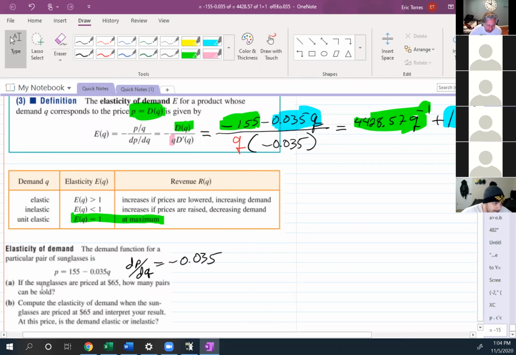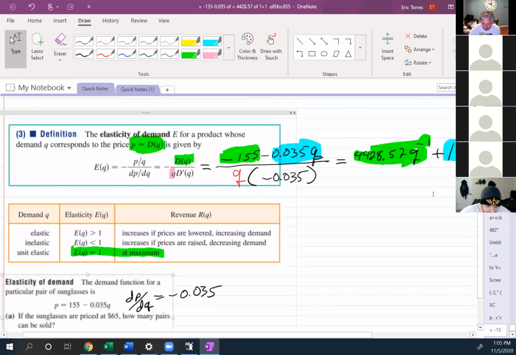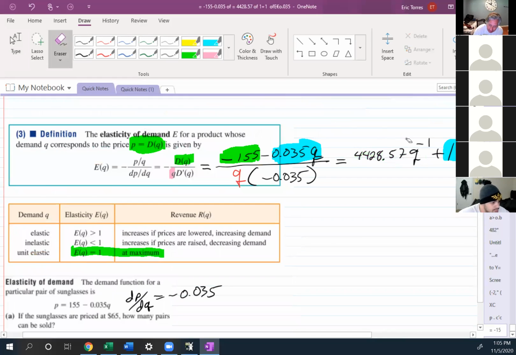Okay, I didn't do part A. That's just plug and chug. Plug 65 into the formula for P and solve for Q. So compute the elasticity of demand when the sunglasses are priced at 65. Okay, so let's do that. What is elasticity when the sunglasses are priced at 65? So what do I need to answer that? I just need to be able to plug the correct amount into my elasticity function.